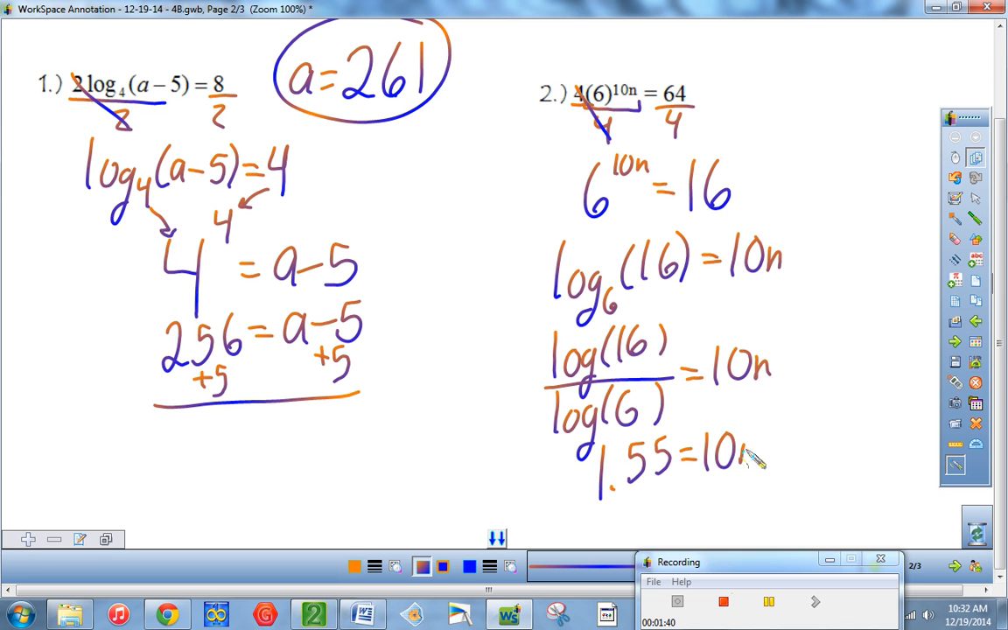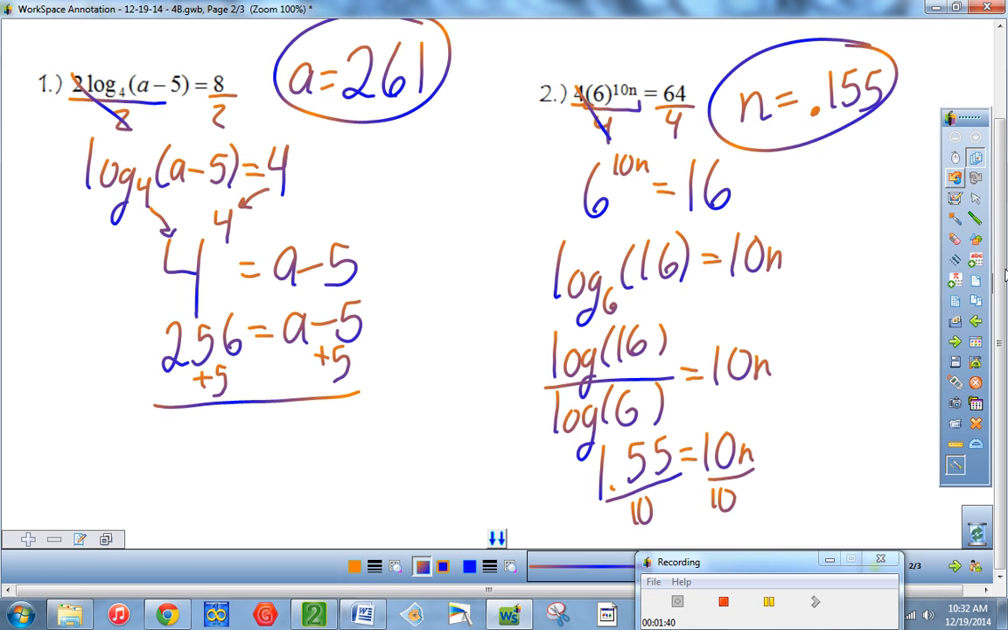And then what do I do to get my final answer? Divide by the 10. Oh, I'm sorry. Yep, you're good. So what does n equal? 0.155. Not too bad? Kind of okay, sort of alright?